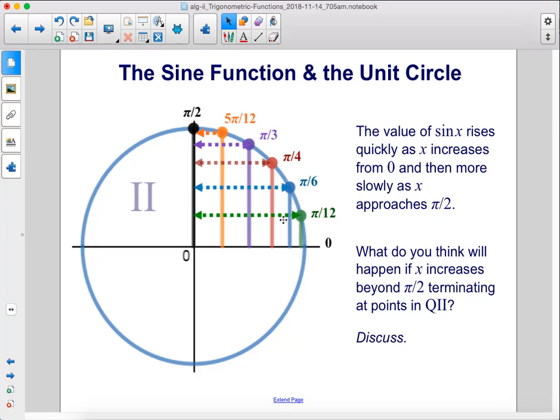over 2. So as you can see, the difference between the length of this green line and this blue line is pretty extreme compared to the difference in lengths between the purple, the yellow, and the black lines.